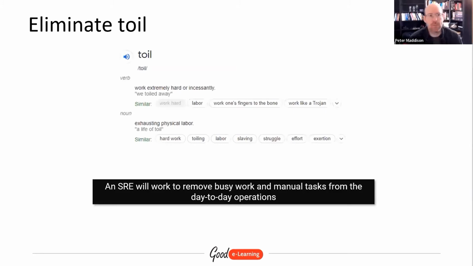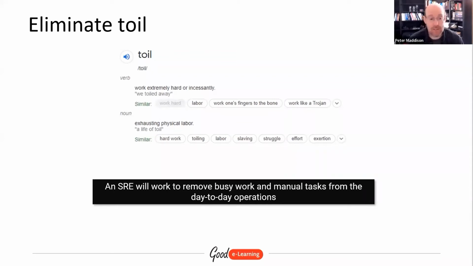Next up is toil. So what do we mean by toil? Toil is really all of the manual things that we do. Is it that every morning we log in at 9 a.m. and restart that service? Do we have manual tasks that we need to log in and configure, or write a report, things which could be much better automated?